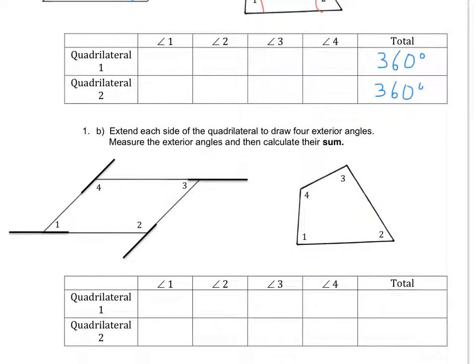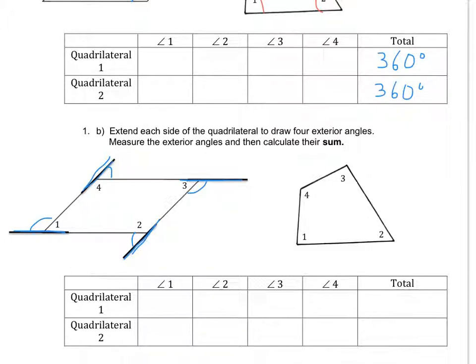Next, in part B, we are asked to extend each line of our quadrilateral, which is done for us in the first one, and we want to measure the exterior angles. You have to be careful on how you draw your exterior angles or how you extend the lines. Make sure you're always going the same direction when you are drawing those lines. So there are going to be four exterior angles, and I'm labeling them here in the blue. Those are the four angles.